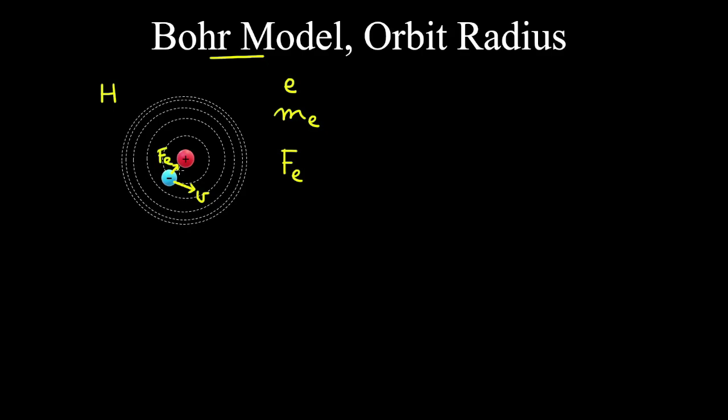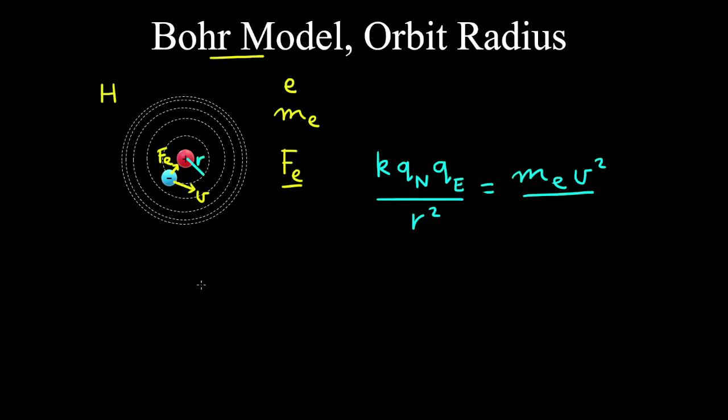So using Newton's second law, the Coulomb force is Coulomb's constant by the charge of the nucleus by the charge of the electron on the square of the radial distance between them. And that's equal to the mass of the electron by the centripetal acceleration, which is the square of the speed of the orbit over the radial distance to the electron.